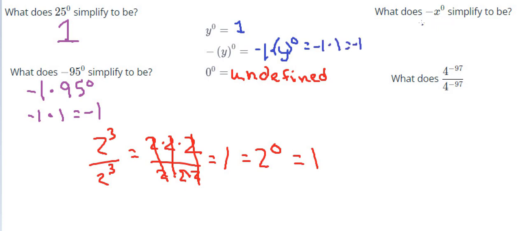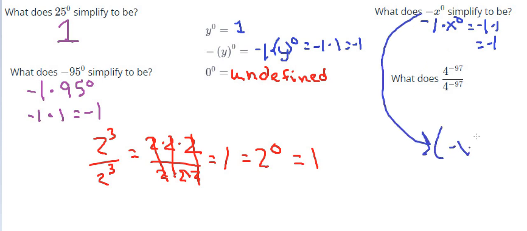Same thing in the top right corner. This is really negative 1 times x to the 0 power, which is going to be negative 1 times 1, which is negative 1. Do note the difference that if it was this, negative x to the 0 in parentheses like this, that would just equal 1. So notice the difference in how it's written.